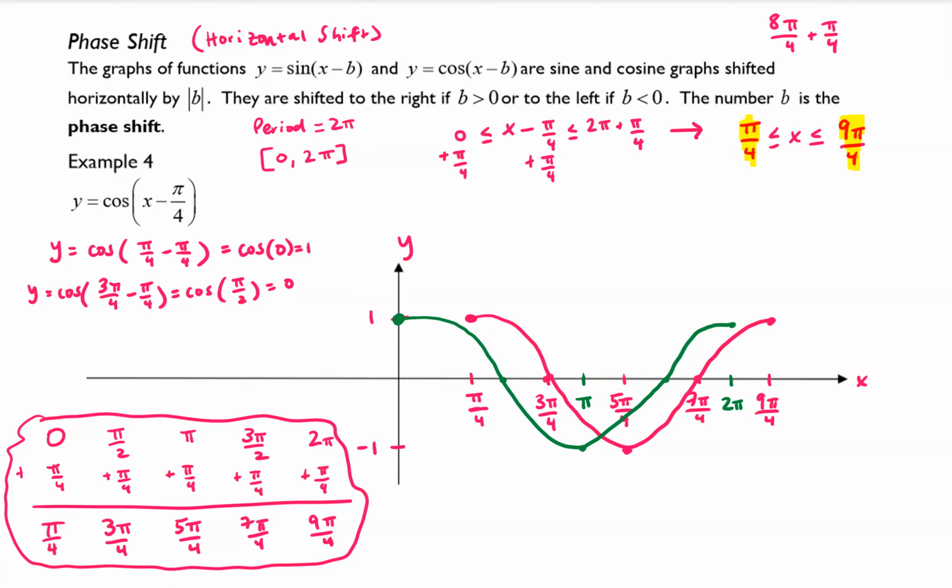So basically what's happening is everything was shifted pi over 4 units to the right. So the distance from here to here is pi over 4. And that is our phase shift.